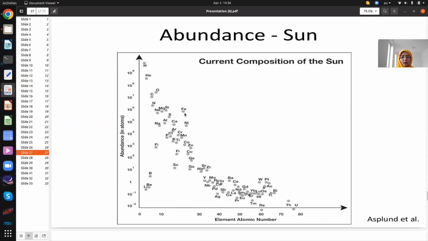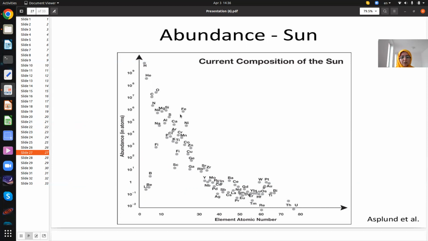But iron, or Fe-56, is the most stable element in the universe because it has the highest binding energy. So it is very difficult to destroy iron in nature. So it is forever. If we look at the spectrum of stars, we always find iron lines because iron is stable. These are two reasons why we use iron abundance in metallicity.